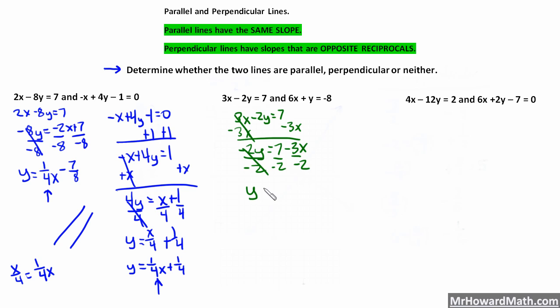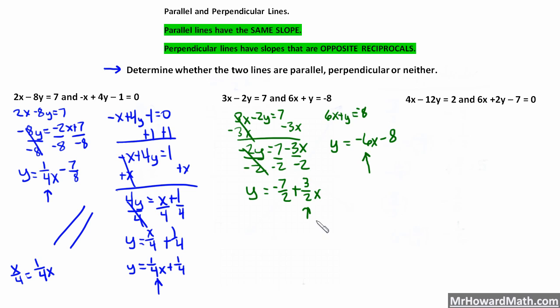Strike this out. Y equals negative 7 over 2 plus, we've got a negative divided by negative, plus 3 over 2x. Okay, here's our key right there, that slope. Okay, let's do the next one. 6x plus y equals negative 8. Okay, subtract the 6x, we'll shortcut this, y equals negative 6x minus 8. Right? Okay, so we have a negative 6 slope and we have a 3 over 2 slope.